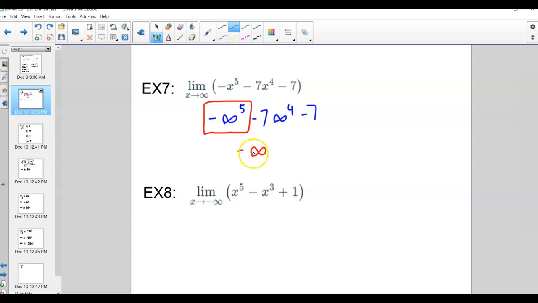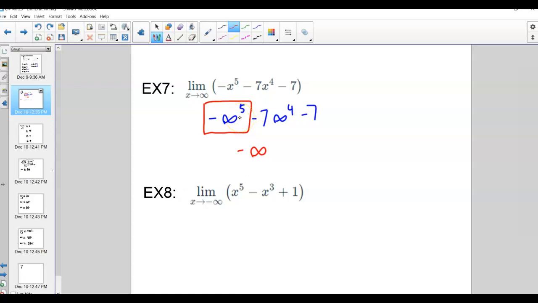I'm really going to ignore this stuff over here, because when we're plugging in huge numbers, whatever's to the 5th power is going to be so much larger than that same number to the 4th power that it's not even really going to matter that much. So we ignore that and only look at that highest exponent.